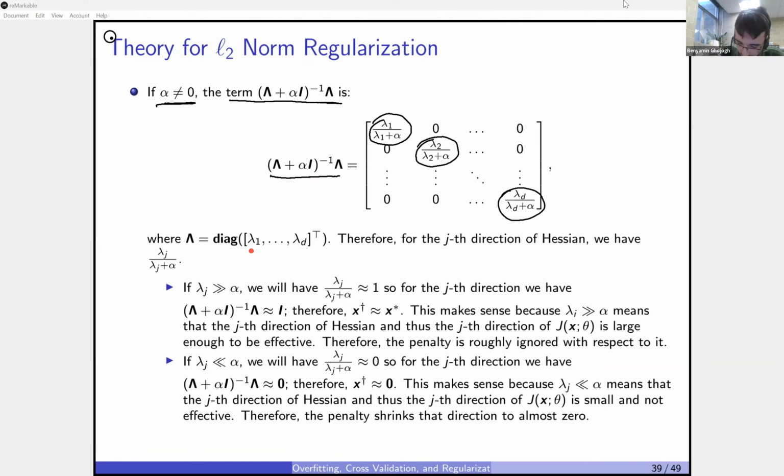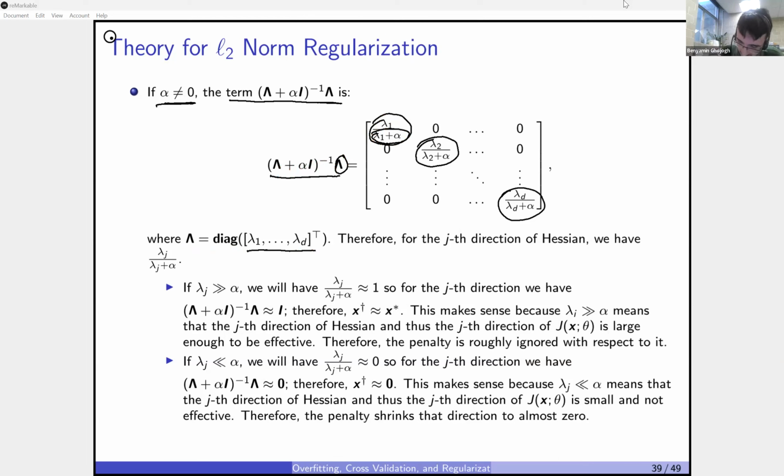Assume the diagonal elements of lambda are lambda 1 to lambda d. So we'll have lambda 1, for example, plus alpha, inverse. Therefore, we have this term in the denominator. And also the lambda in the numerator comes from this lambda, right? If you see it element-wise, it will be lambda over lambda plus alpha.